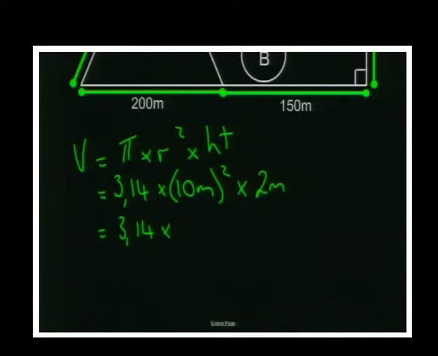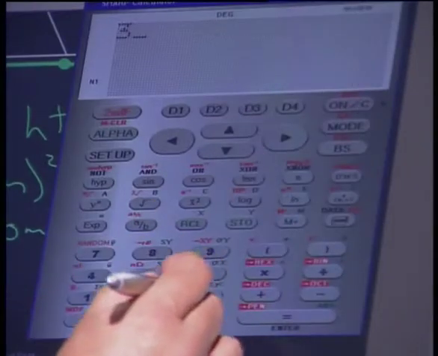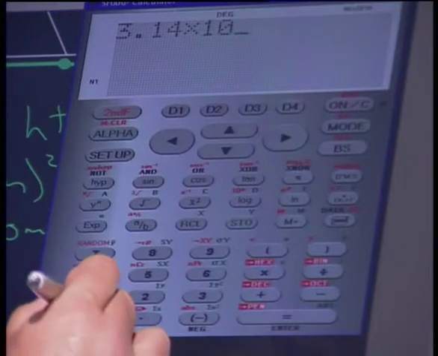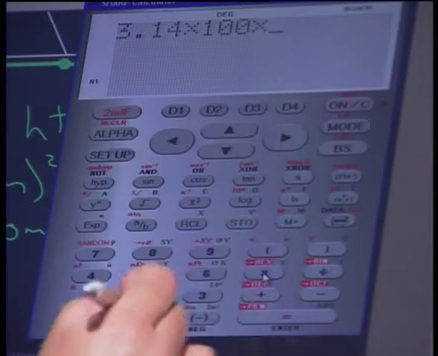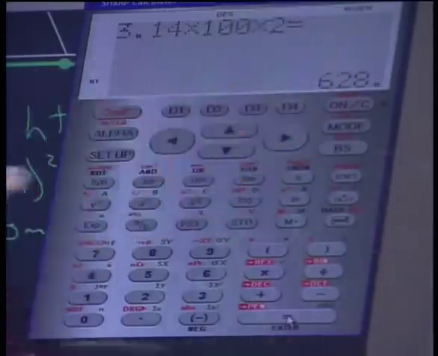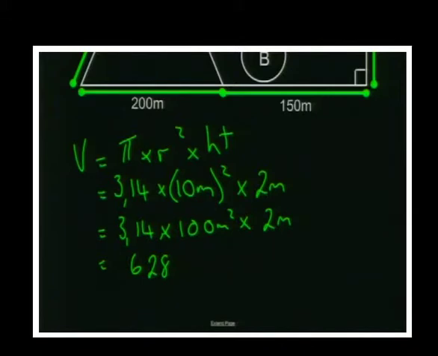3.14 multiplied by 10 squared is 100 meters squared times, let's just write that again, times my height of 2 meters equals, my calculator comes out, and we're going to say 3.14 multiplied by 100 multiplied by the height of 2 meters equals, and there's our answer, 628. So I've got 628.